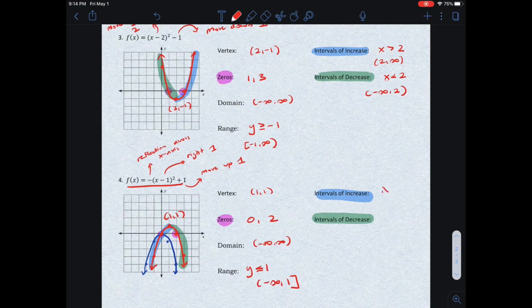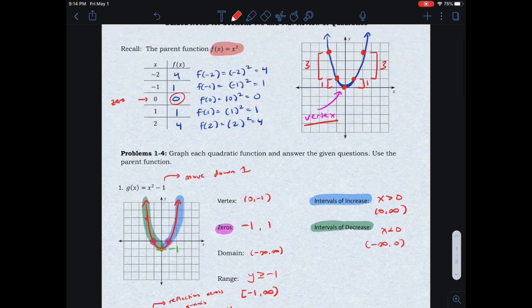So we can say my graph is increasing when x is less than 1. That's on the left side of the vertex, which you can also write as negative infinity to 1. And then my graph is decreasing when x is greater than 1, which you can also write as 1 to infinity. So make sure you understand the various transformations.